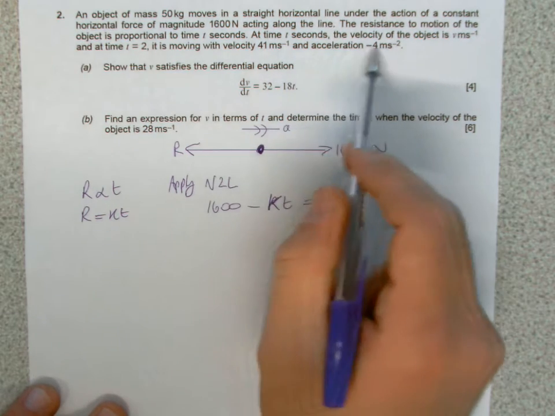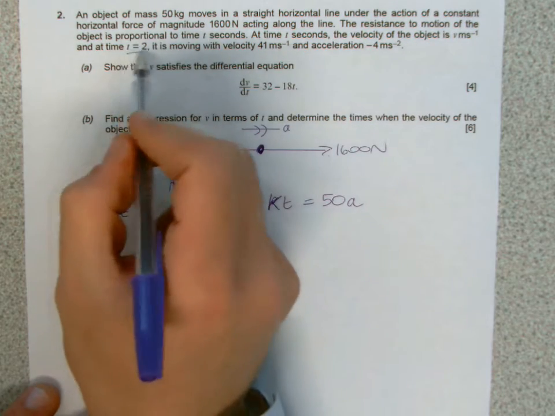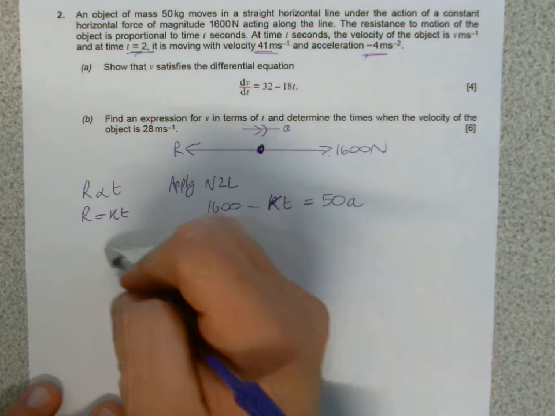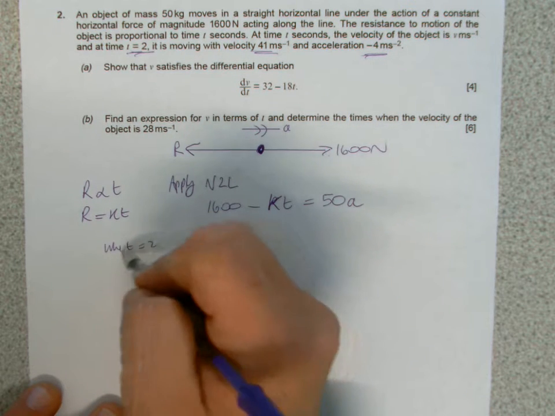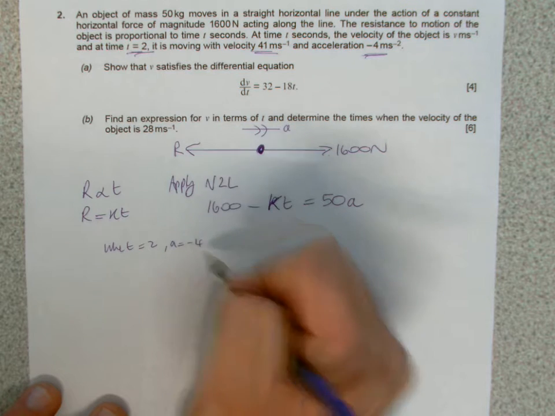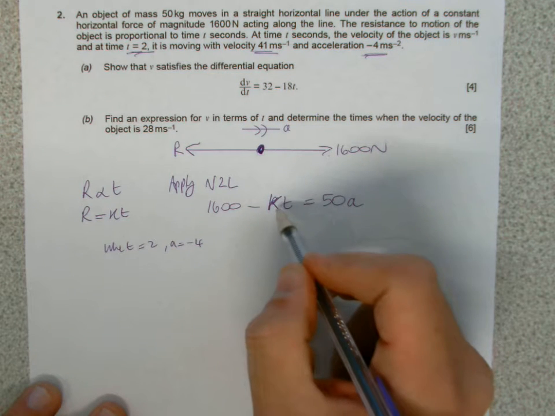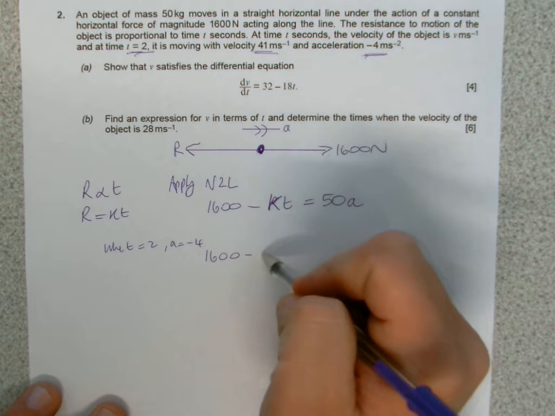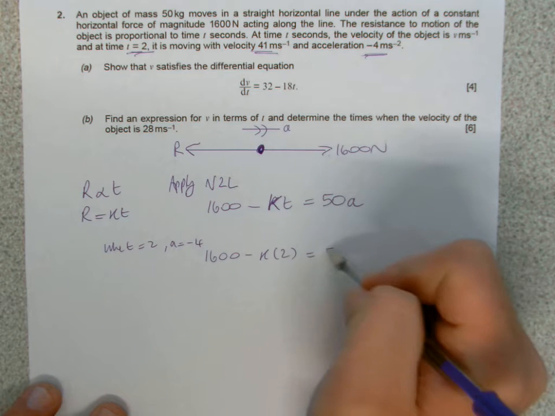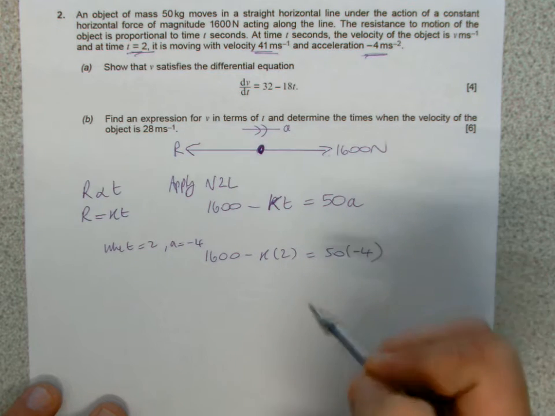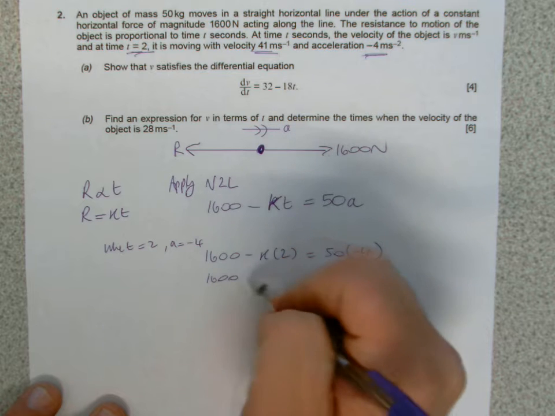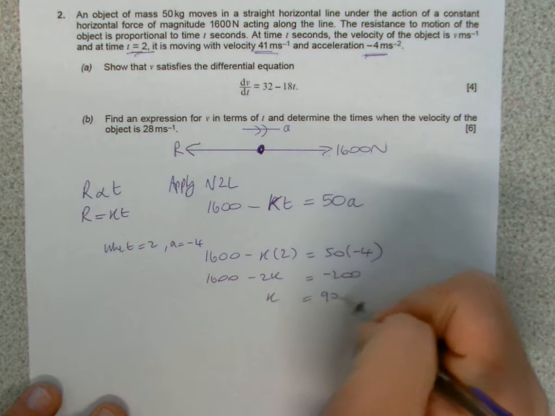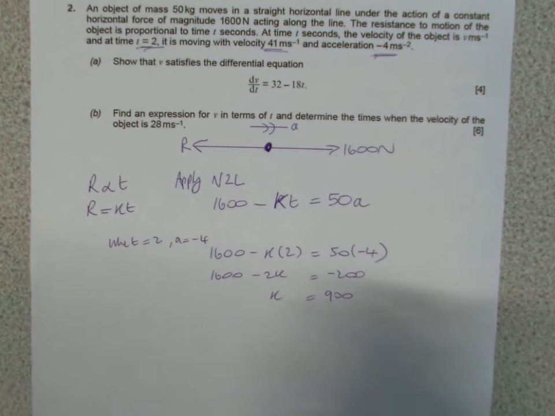Now you see here, they give you some further information. They say when t is 2, velocity is 41 and acceleration is minus 4. That would be useful because really we want to work out k, and there's no k in there. So 1600, take away k times 2 equals 50 times the acceleration, which is minus 4. So k turns out to be 900. Do a bit of algebra and you get k out.